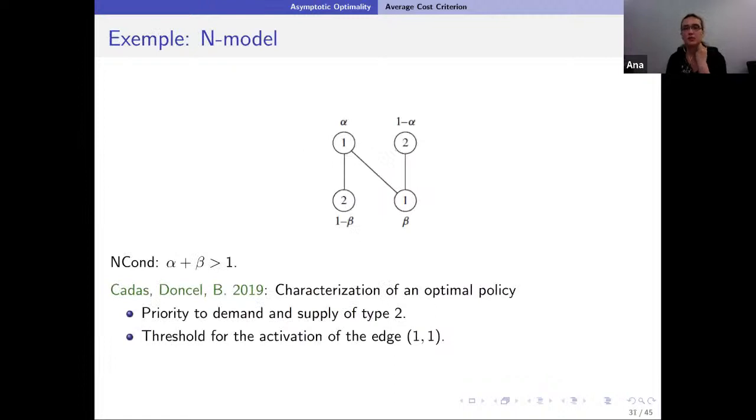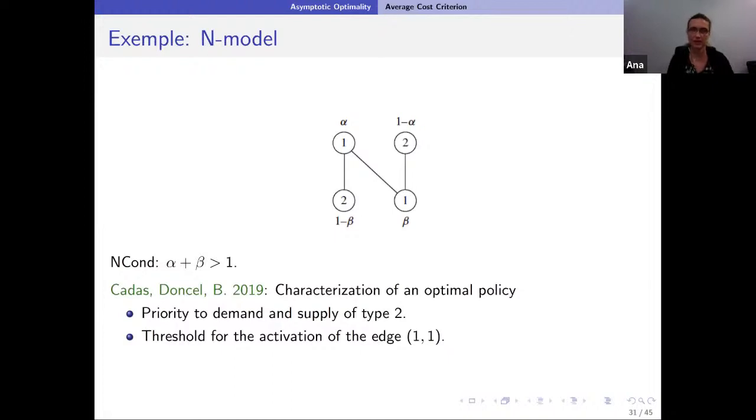Okay, let me just briefly go back to the N model that we saw at the beginning of the talk. For this case, we can fully characterize the optimal policy, and this is as follows. Priority is given to the edges that are going to the leaves in my graph. For demand items of type one, I'm going to prioritize class two of supply, and symmetrically for supply. And then the diagonal edge is activated only with a certain threshold.